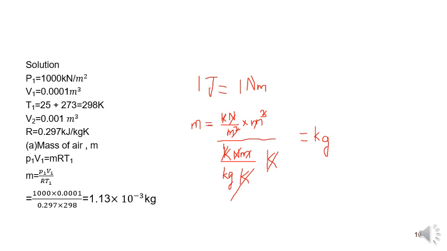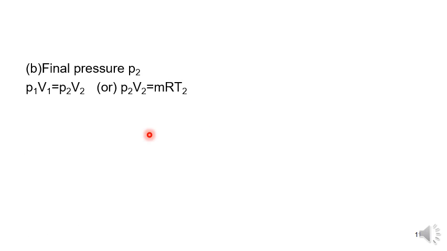So next, after doing the mass, what we have to calculate is the final pressure, P2. Final pressure P2 can be calculated by using two formulas. One is P1 V1 is equal to P2 V2, or P2 V2 is equal to M R T2. You can use either formula, and both answers will be the same. We know the V2 value given in the data, the mass we got from the first bit, the R value, and T1 is equal to T2.